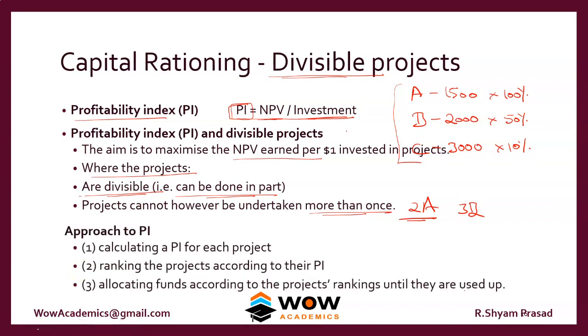So how do we work out the sum? First, we calculate the PI for each of the projects. Then we rank the projects. Then we allocate the funds. We'll apply these steps in a problem and we could see the answer.